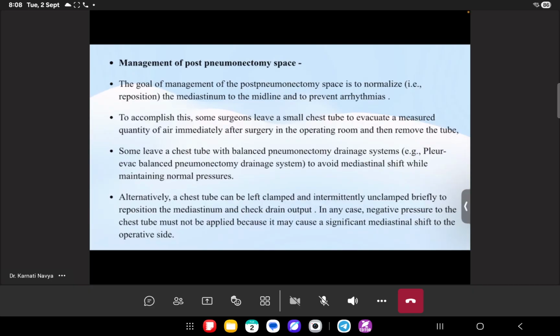Alternatively, a chest tube can be placed and left clamped and intermittently unclamped briefly to reposition the mediastinum and also check the drain output. Clamping it also prevents ascending infection. In any case, negative pressure should not be applied to the chest tube.